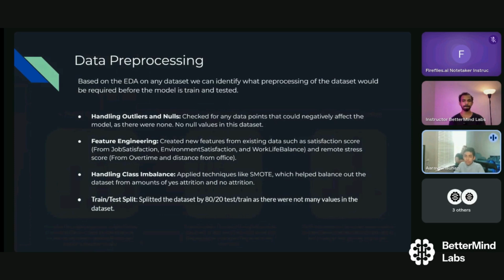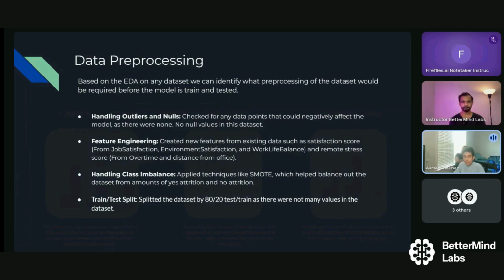Handling outliers and nulls. In this dataset, there were very few outliers and no nulls. Feature engineering. Added two features: a satisfaction score, which combines job satisfaction, environment satisfaction, and work-life balance; and a remote stress score, which combined overtime and distance from office.